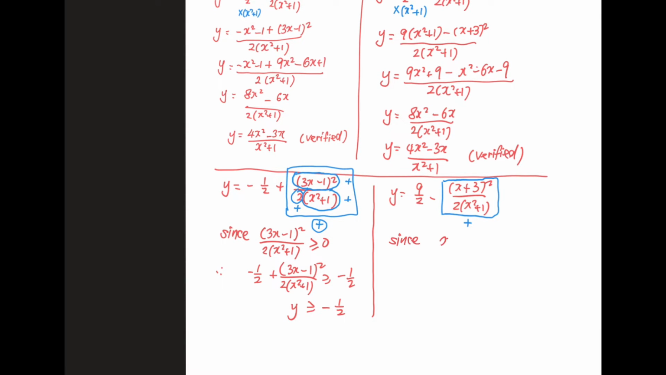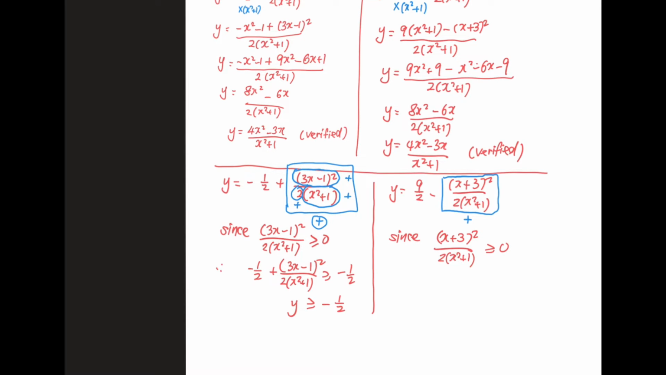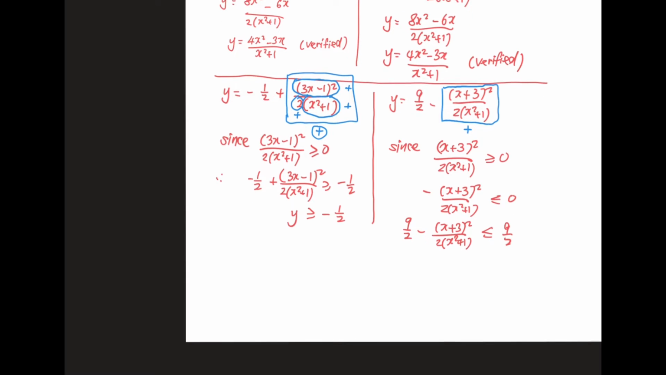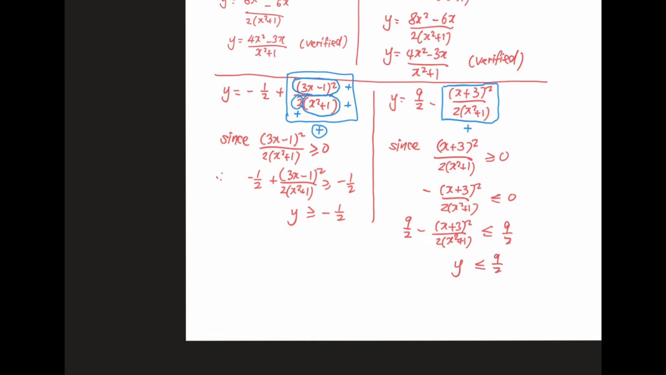Since (x plus 3) square over (2x squared plus 1) is always more than or equal to 0, we can just work it out in this way. (x plus 3) square, I multiply with negative first to get less than or equal to 0. When you multiply with negative, it will change sign. And then you add 9/2 on both sides. Then you get y less than or equal to 9/2.